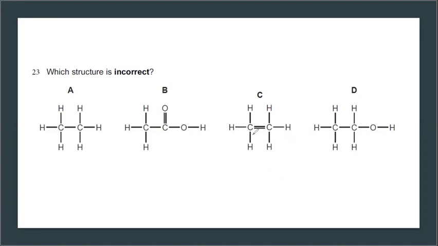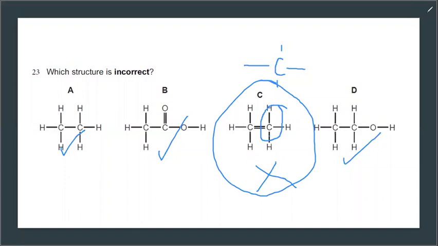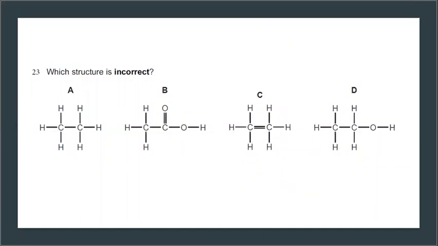And the reason why: carbon is tetravalent. So each carbon is supposed to be bonded to only 4 other bonds. If you look carefully at this one, you have 1, 2 bonds, 3, 4, 5 bonds to each carbon. And carbon can only have 4 bonds each. So A is correct because each carbon only has 4 bonds. B is correct. C is wrong, and D is correct. So the one that is incorrect is C, as in cat. That one is incorrect.